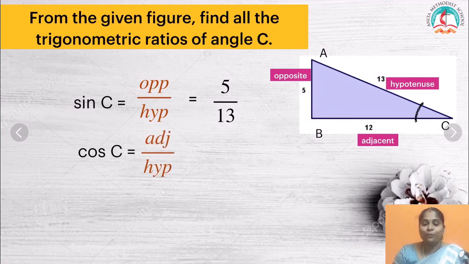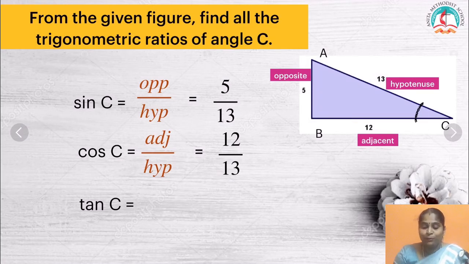Next, we are going to find cos C. What is cos C? Adjacent by hypotenuse. In this problem, what is the value of adjacent? 12. So 12 by 13. 12 is adjacent and 13 is the hypotenuse.